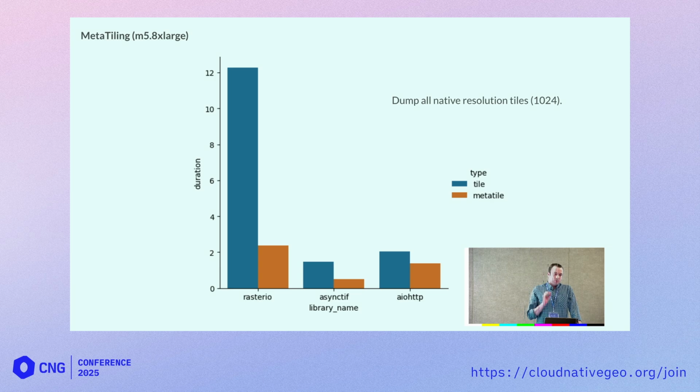Metatiling, Rasterio really, really struggles without metatiling. When you implement metatiling, it does a much better job. But even Rasterio with metatiling is slower than async-tiff with regular tiling and aiohttp with regular tiling. All the methods benefit from metatiling, which is pretty cool. Especially async-tiff gets a lot faster. I think it goes from like 1.5 seconds to dump all 1,024 tiles to about half a second, which is just crazy fast.